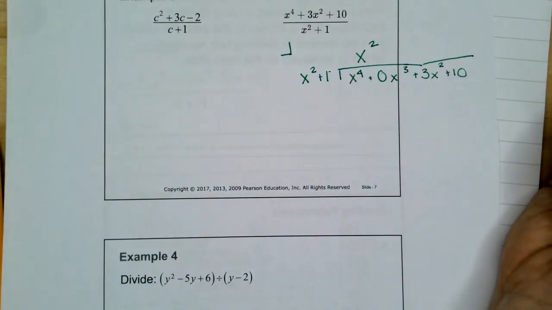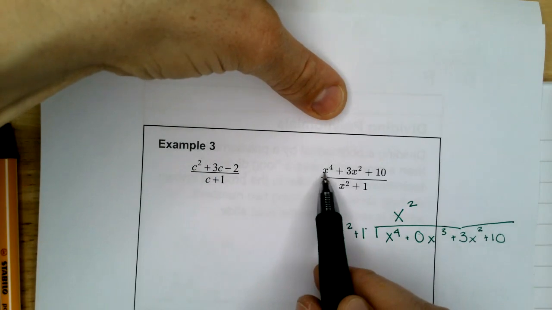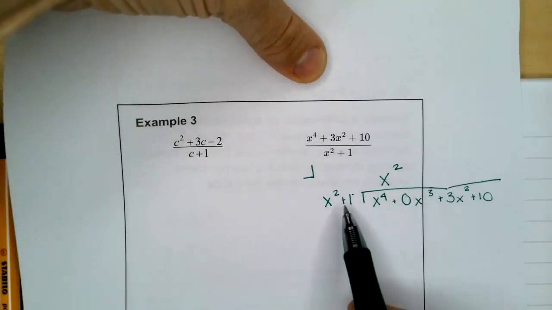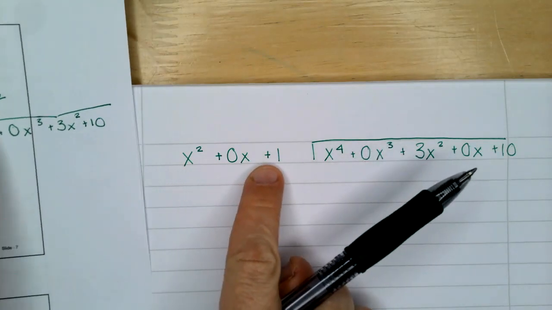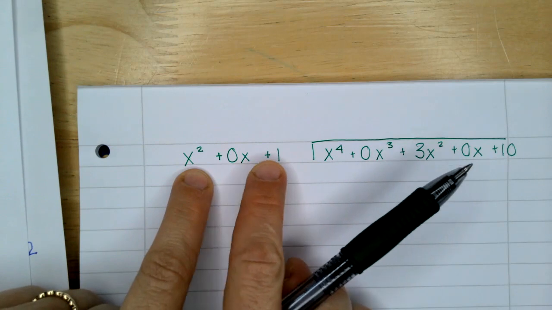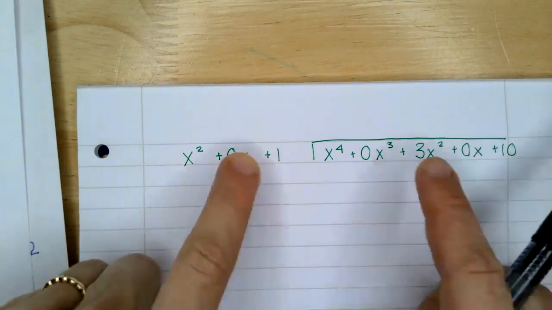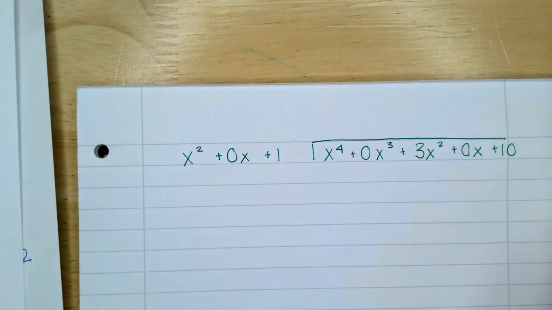Hold on, I'm going to rewrite this. We went from this, I wrote it wrong here, to this, okay? So it was x squared plus 1. It was missing the x, so I'm going to put a 0x between the x squared and the 1 to hold the place. It didn't have an x to the third, so it's a 0x to the third. It didn't have an x, so it's a 0x.